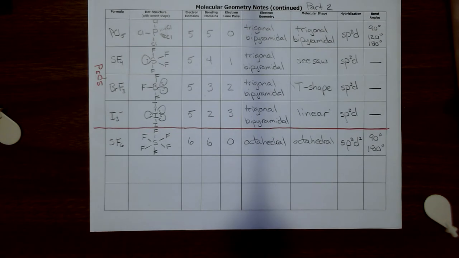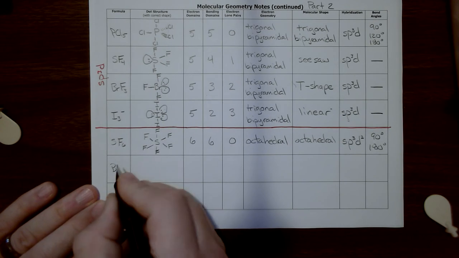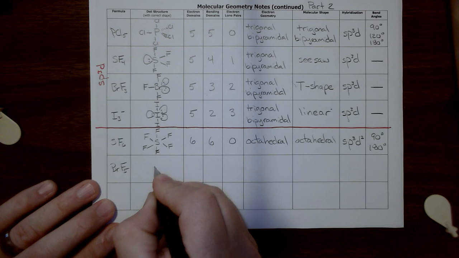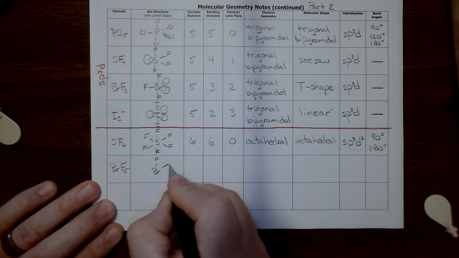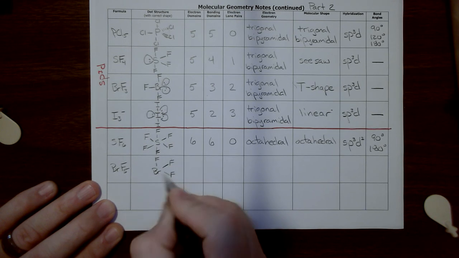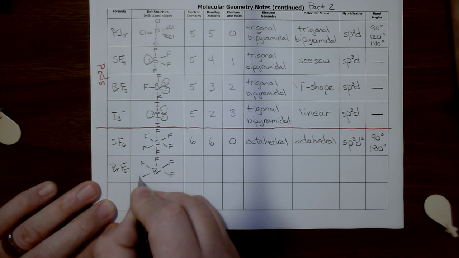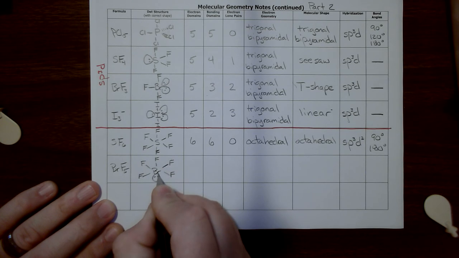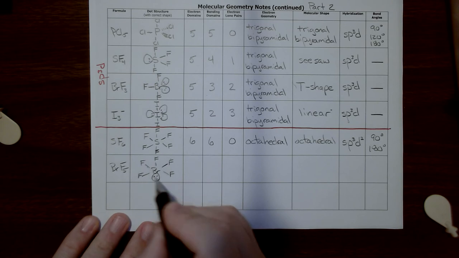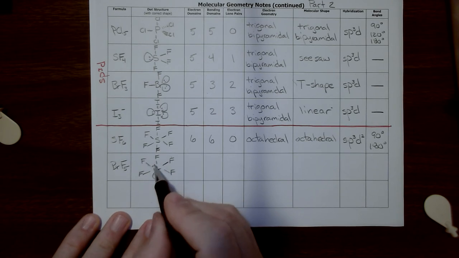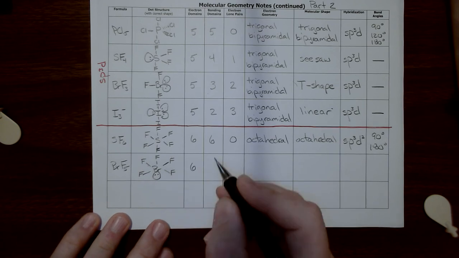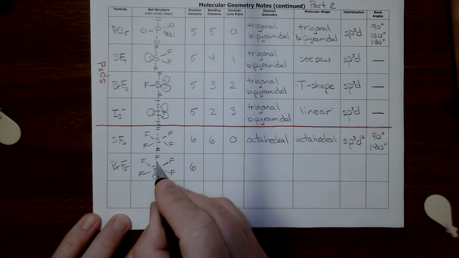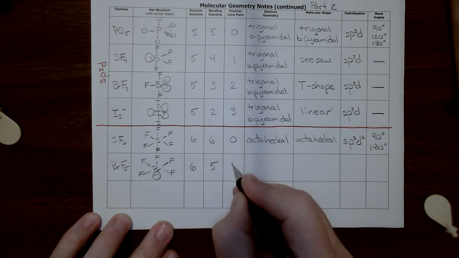Now if we take one of those away and we put a lone pair on there, so that would be, let's do bromine pentafluoride. So we'll have bromine here. We'll have a fluorine here. We'll have a fluorine this way, a fluorine coming out, a fluorine here, and a fluorine here, and then the lone pair down below. So we have 1, 2, 3, 4, 5, 6 electron domains. 1, 2, 3, 4, 5 bonding domains and 1 lone pair.